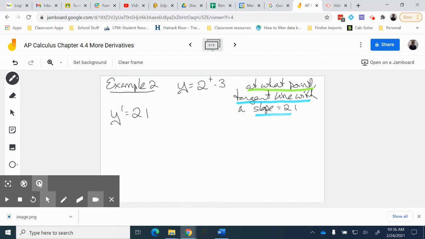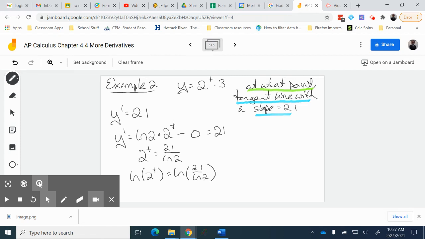So let's find the derivative. The derivative of y is, well, natural log of 2 times 2 to the t minus 0. Derivative of negative 3, don't forget that. And this must equal 21, which means that 2 to the t is equal to 21 divided by the natural log of 2. And remember that the way to solve exponentials is to take the log of both sides. So we'll just stick with natural log of 21 over natural log 2.